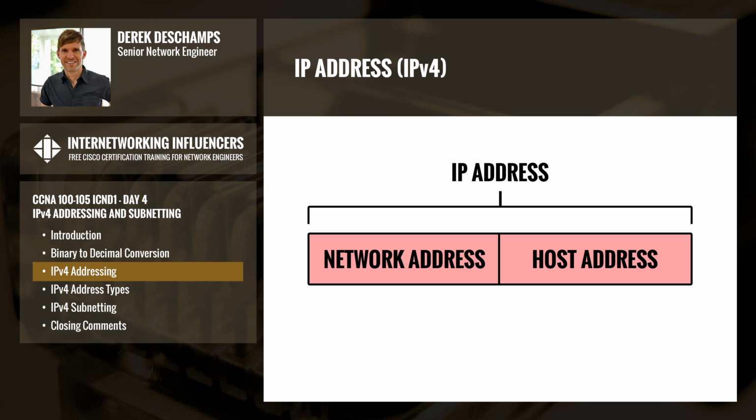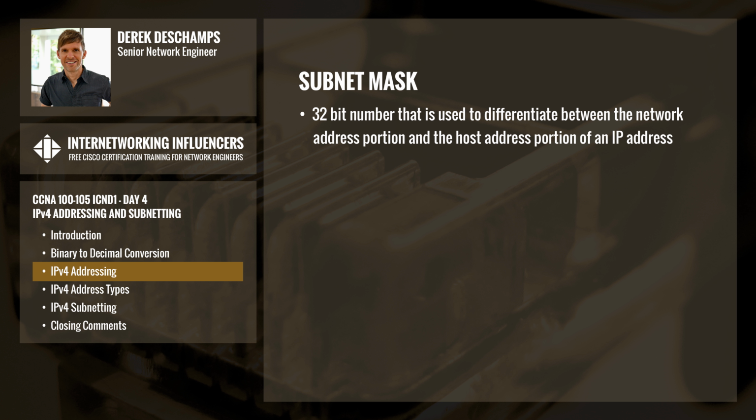Routers also use the network address to determine where to forward packets. When a router receives a packet, it compares the network address of the destination host with the information in its routing table to determine where to forward the packet. A subnet mask is a 32-bit number that is used to differentiate between the network address portion and the host address portion of an IP address.